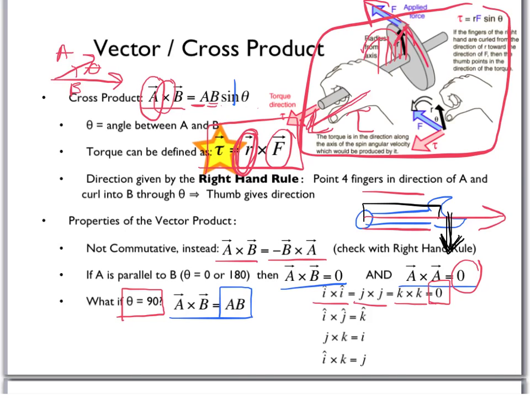If you try out your right-hand rules, you'd find that if you point your fingers in the direction of I and curl them towards J, your thumb will be left pointing in a K-hat direction. If you cross a J with a K, your thumb is left pointing in an I-hat direction. And if you cross an I with a K, your thumb is left pointing in a J-hat direction.